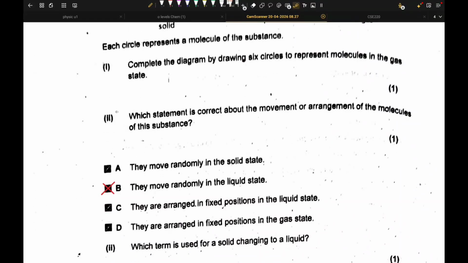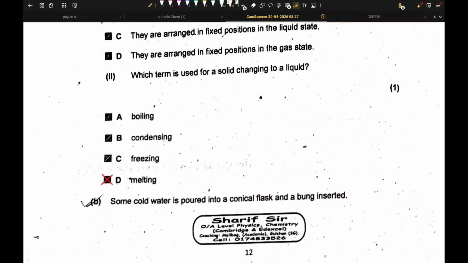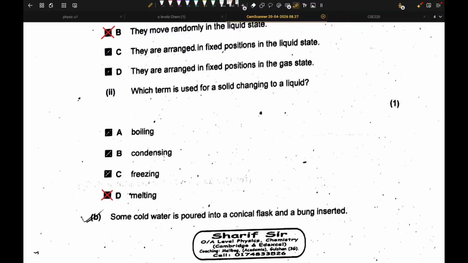Now, which statement is correct about the movement or arrangement of the molecules in this substance? They move randomly in a liquid state. Yes, in a liquid state they can move freely and they can actually slip and slide over each other. So yeah, they move randomly in a liquid state. Which term is used for a solid changing to liquid? It should be melting.